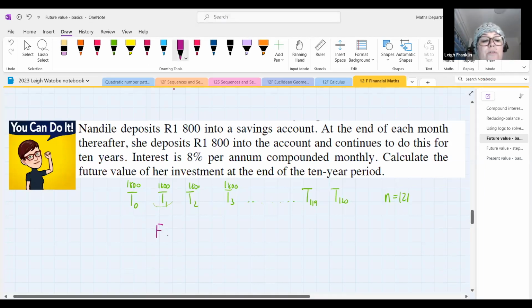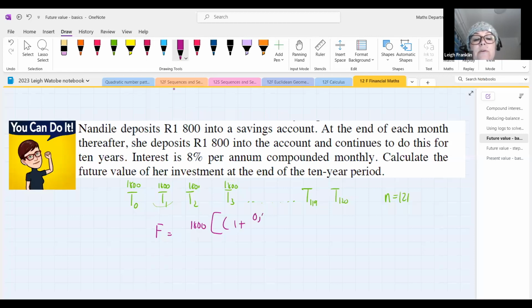So you'd say future value is 1800, 1 plus 0.08 compounded monthly. Ooh, oopsie. 1.08 over 12 to the power 121, minus 1, over 0.08 over 12.